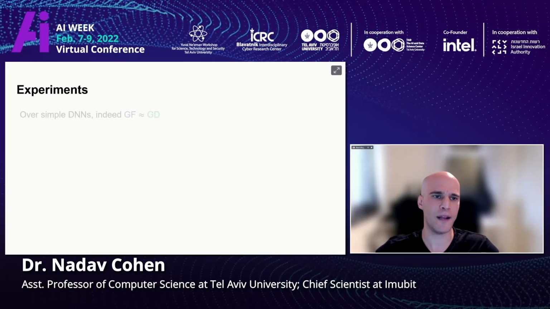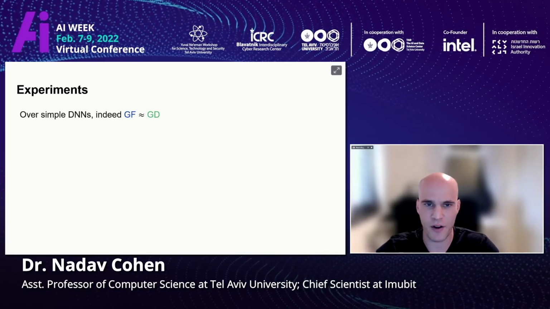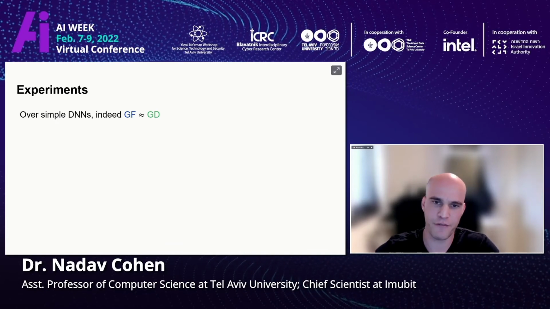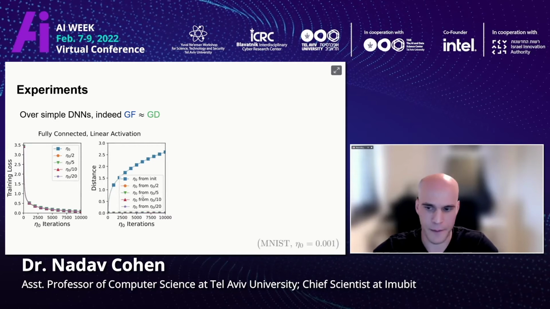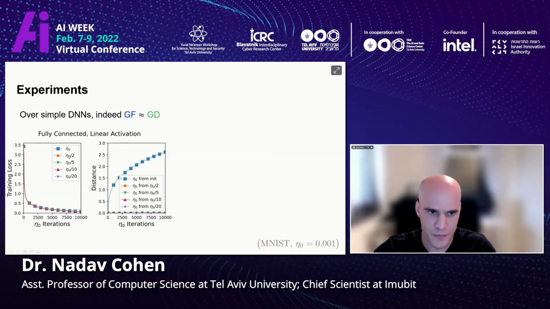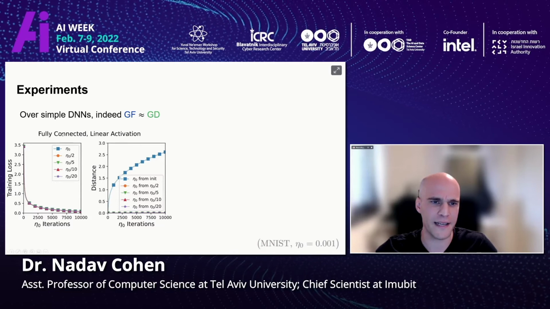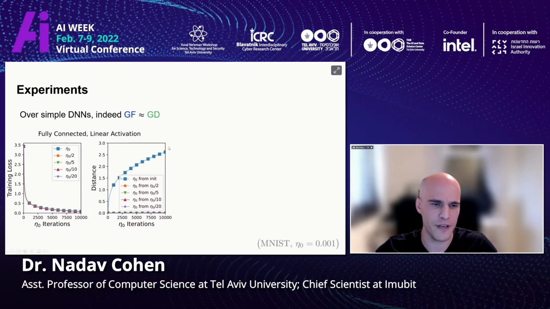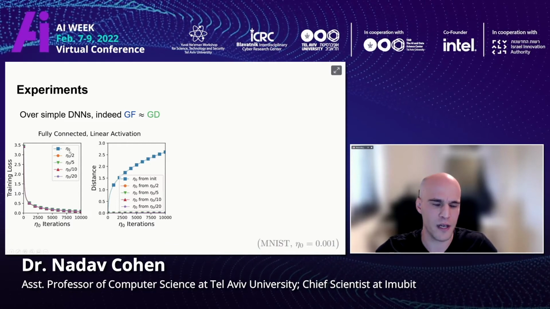Empirically, we show that over simple models and simple settings, indeed, it seems that gradient descent is not very far from its continuous limit. This is a result for MNIST. We just run plain vanilla gradient descent with a step size here, it's 10 to the minus 3, could be 10 to the minus 2 as well. This is a fully connected neural network with linear activation. And what we do is we run gradient descent with a baseline step size.